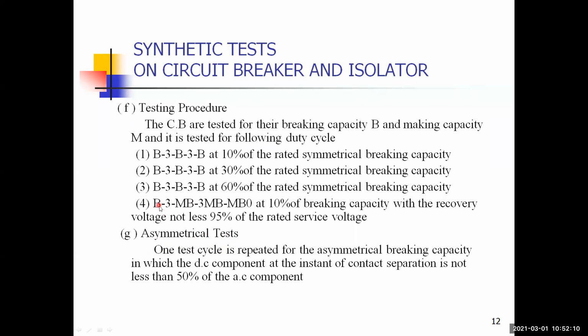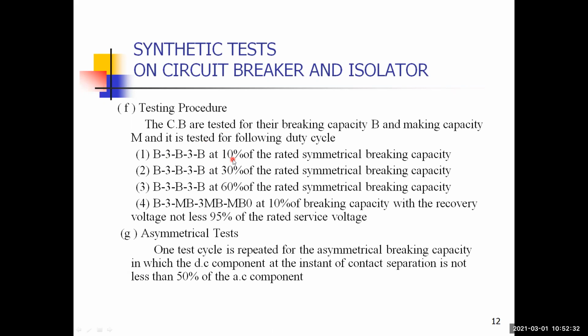So here is breaking capacity, and after 3 seconds, making and breaking capacity of the circuit breaker. So 10% of breaking capacity, with recovery voltage not less than 95% of the rated service voltage. So this is the testing procedure.